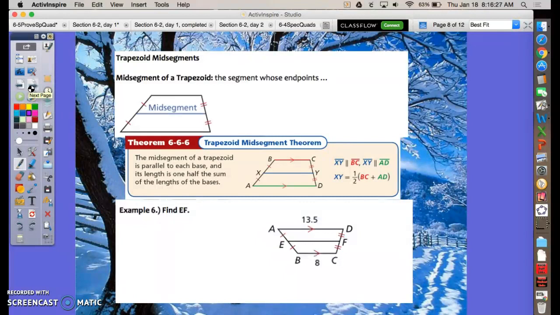All right, so last piece then, trapezoid midsegments. Trapezoid midsegments are segments whose endpoints are the midpoints of the legs. So just like we had midsegments of triangles, we can have midsegments of trapezoids. And notice the theorem. The length of the midsegment is always going to be 1/2 the sum of the bases. We also know that the midsegment will always be parallel to the bases of the trapezoid. So you can apply this in example 6. Pause, solve 6, then press play to go over it.